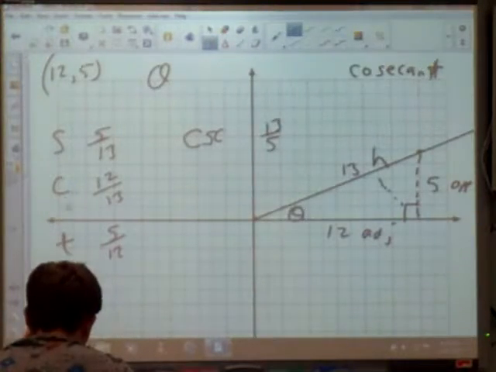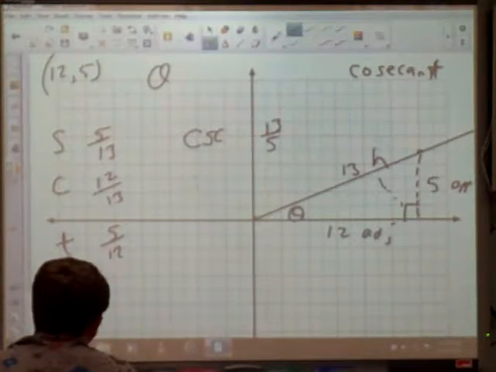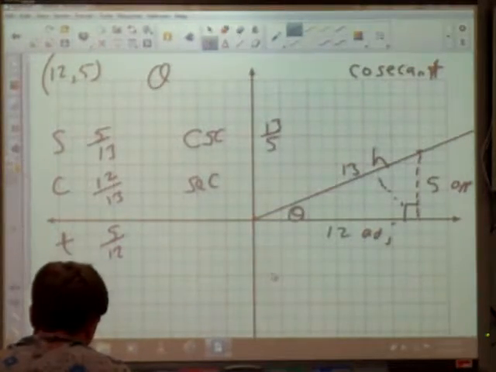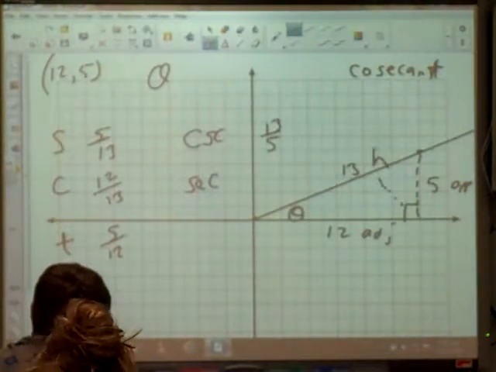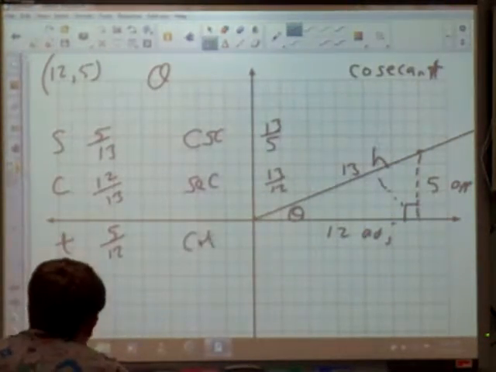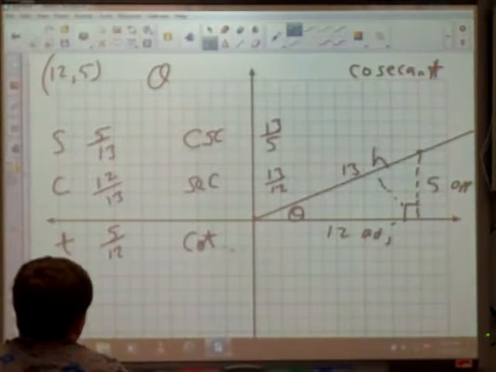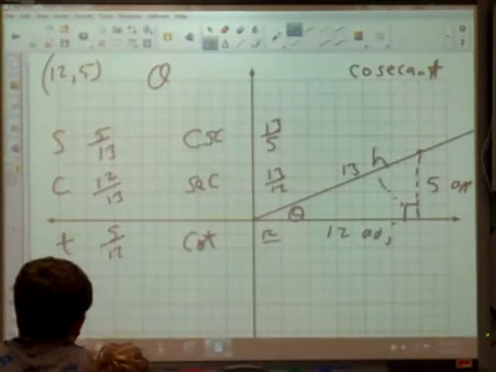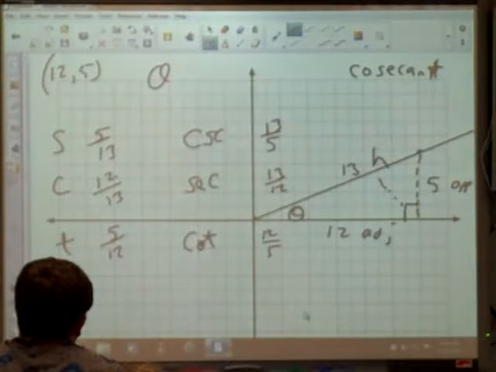Okay, now cosine is the reciprocal of secant. It's abbreviated SEC. So we just flip cosine. And then cotangent, COT, is the reciprocal of tangent. So we just flip it. Good.